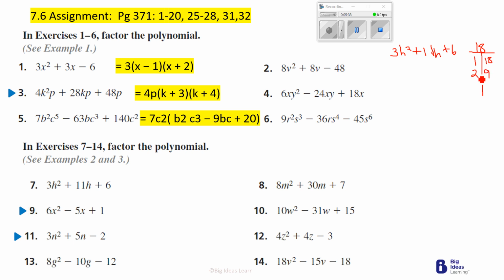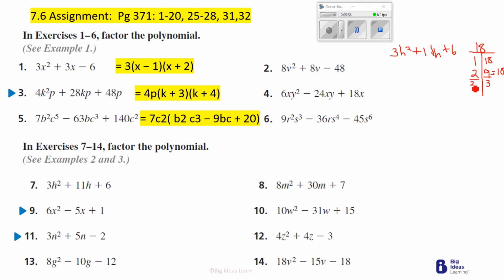And 9 plus 2 does give me 11. So those are the numbers I'm going to work with here. So now I have to remember I'm going to divide these numbers. Remember, I'm picking these numbers because they equal 18. We got 18 from multiplying 3 times 6. Now I've got to take these numbers and divide them by my coefficient 3.